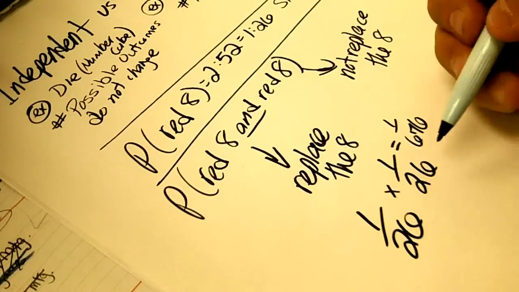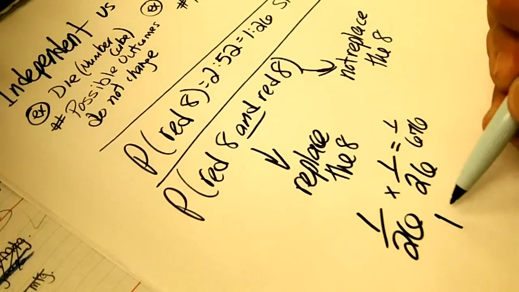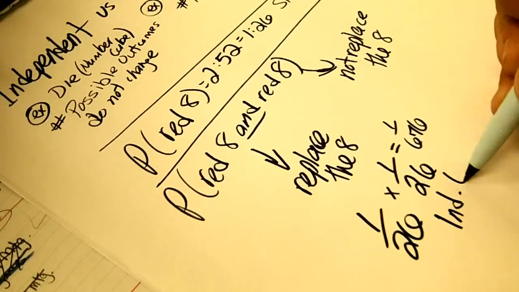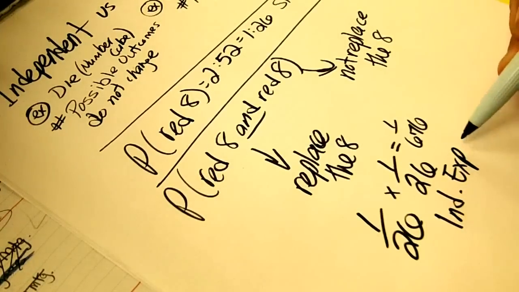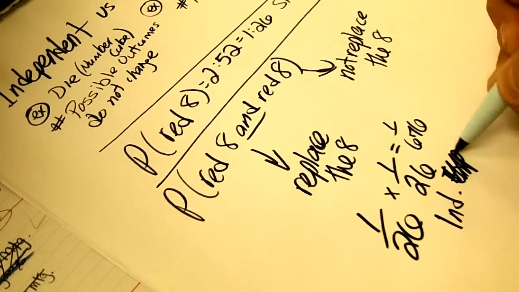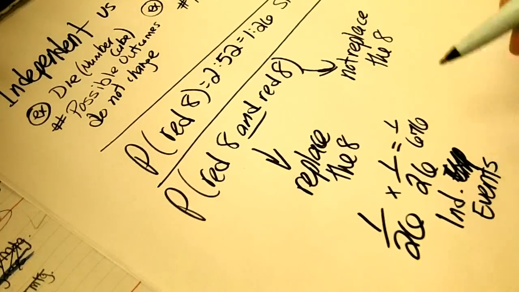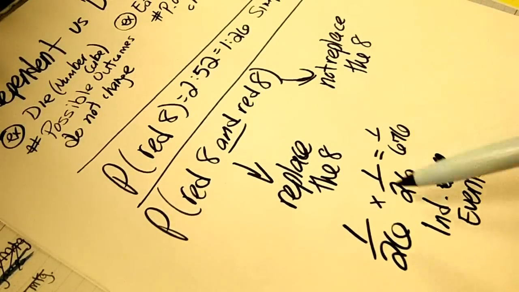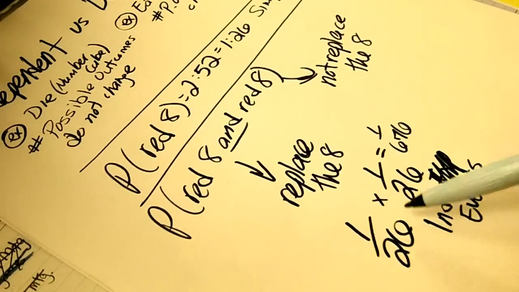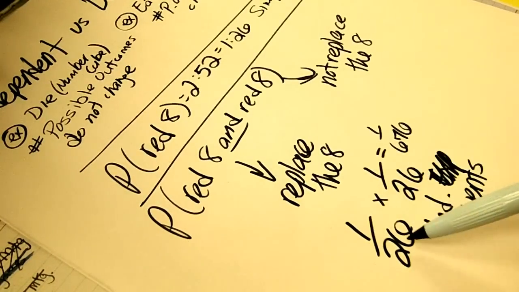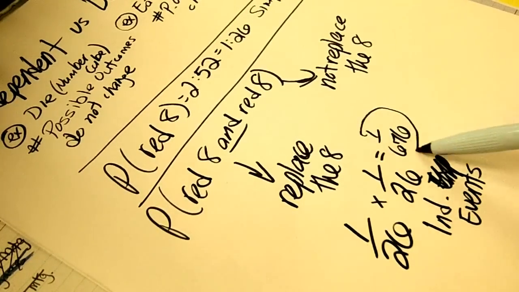And this is an example of independent events. And you can see how they're independent because I didn't change anything. This is independent of this. This is independent of this. They're giving you this answer.